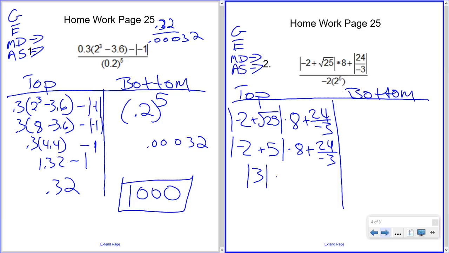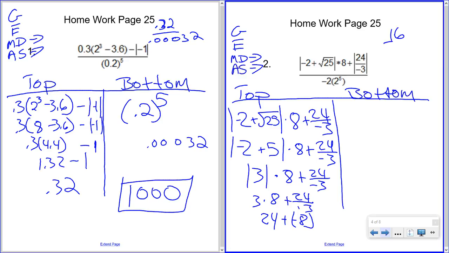-3 there, and you finish with 8 plus 24 minus 3, and this is going to be 3 times 8 plus 24 divided by -3. Okay, so 3 times 8 is 24, and 24 divided by -3 is what? -8. So 24 minus 8 is 16. Let's write that right here at the top. You see how when we break this up to top and bottom, it's not that difficult.